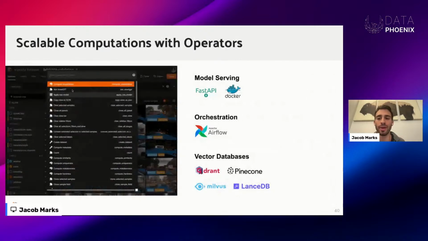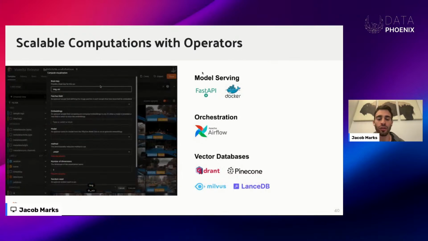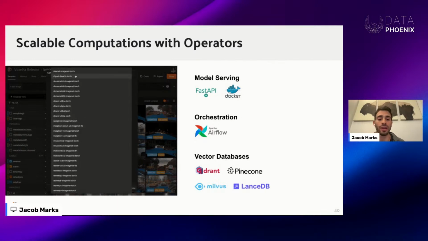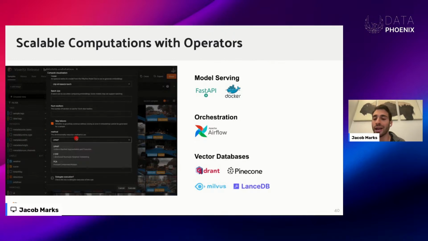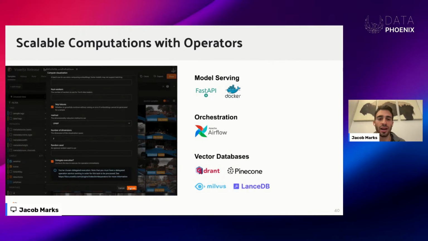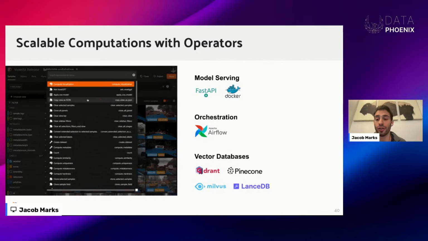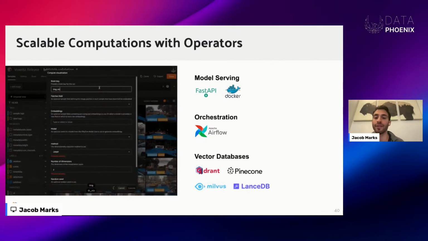These computations can be incredibly scalable. You can do things with model serving, so you can integrate with FastAPI and Docker. We have native support for integrations with orchestration pipelines, so we have support for Apache Airflow and others. And you can use vector databases, so you can use Qdrant, Pinecone, Milvus, and LanceDB to do very efficient searches of vectors to datasets, basically up to the scale of hundreds of millions or billions.